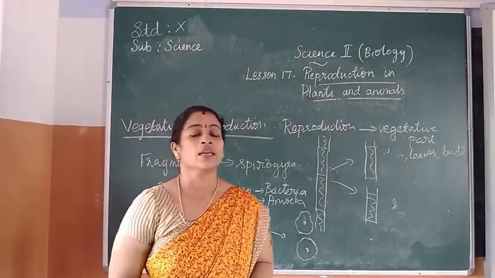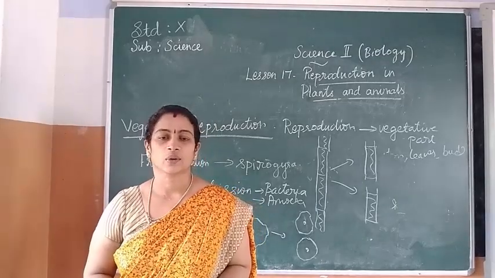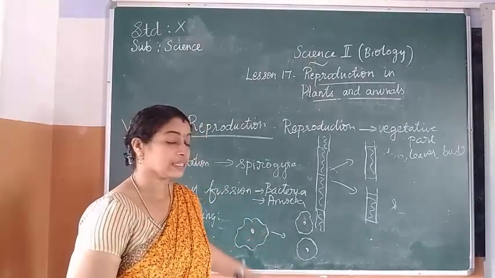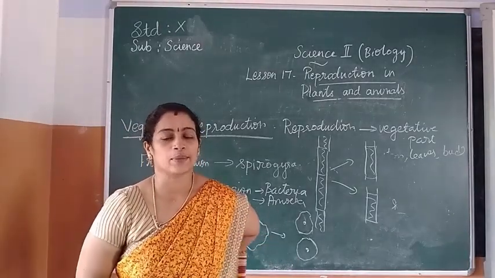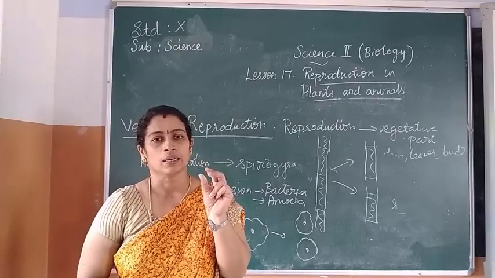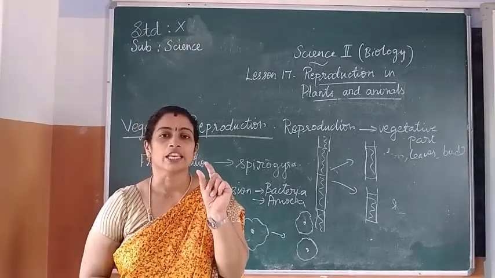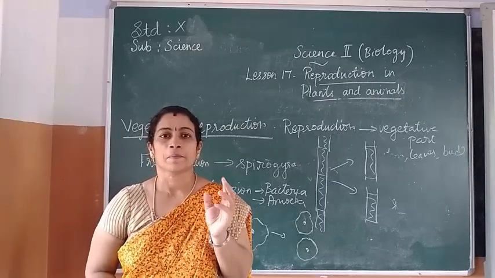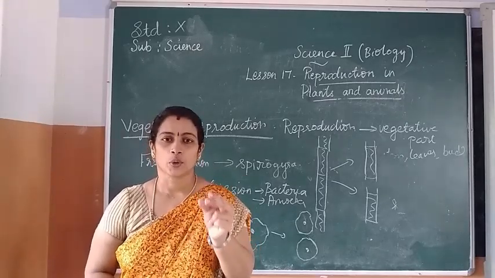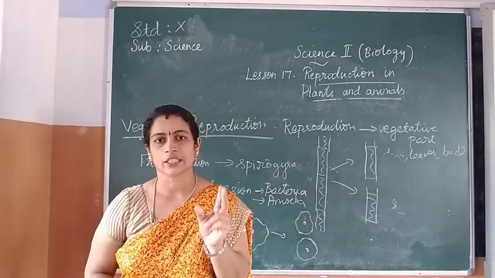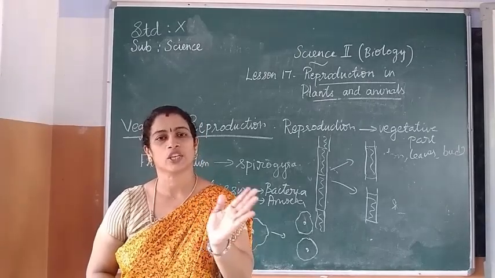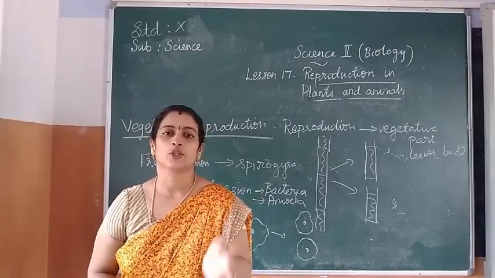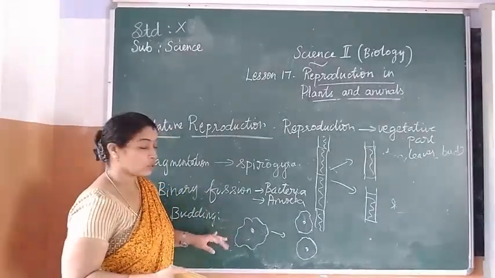Budding takes place in fungi known as yeast, and in hydra, etc. In animals, we can say hydra. In plants, it is the fungus yeast. Budding means a small projection, a small bud, from the mother cell will appear on the body wall. These buds will grow and mature on the parental cell itself. After maturation, it will get separated from the parent, and it is able to grow into a new individual. That process is known as budding.